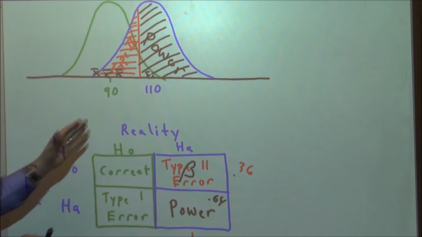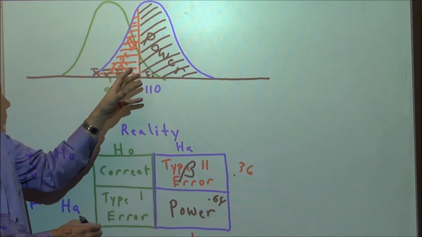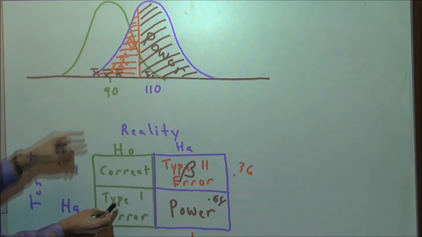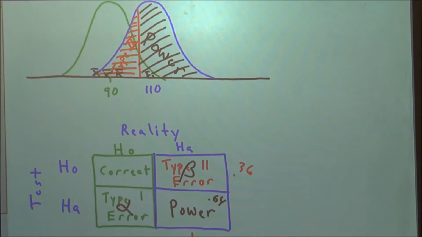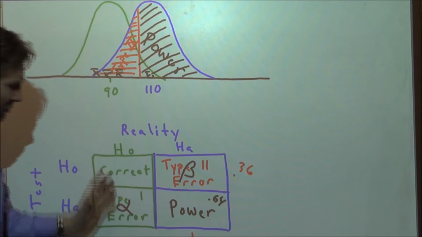We would be thinking that the alternative was true because we got an extremely high sample mean, but it was just due to random chance. The green distribution is true. We made a type 1 error. This is called the alpha level of the test. Type 1 error is alpha, type 2 error is beta. And remember, the type 1 error is if the null is true.